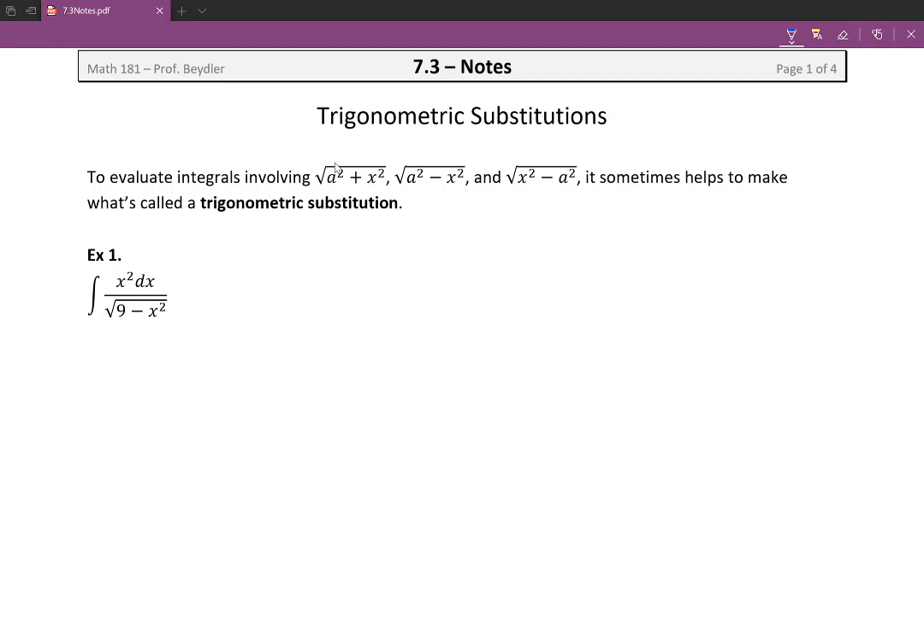So this could be the square root of 9 plus x squared, as an example. Already starting the video with a mistake.